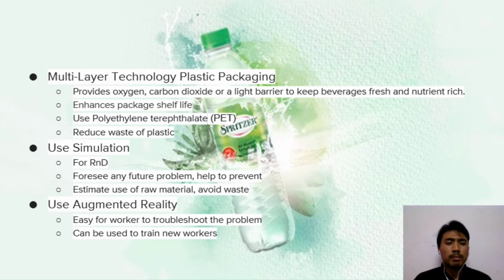As we all know, the company also adopts some IR 4.0 technology, which is SRS, Live View, and WMS. By following these few IR 4.0, the company also can use simulation. This simulation can help for R&D, which can help to produce better products, packaging, or can foresee any future problem, thus helping to prevent it. This also will estimate use of raw material and avoid any waste during the process.